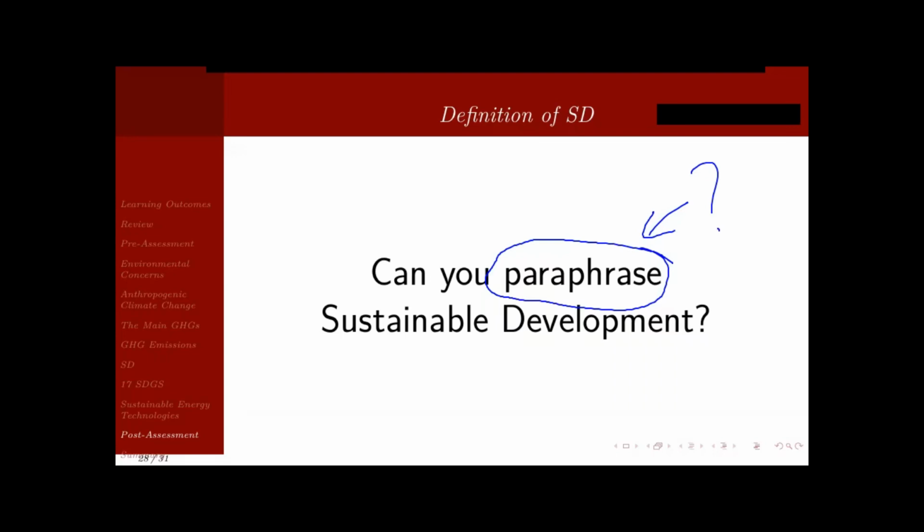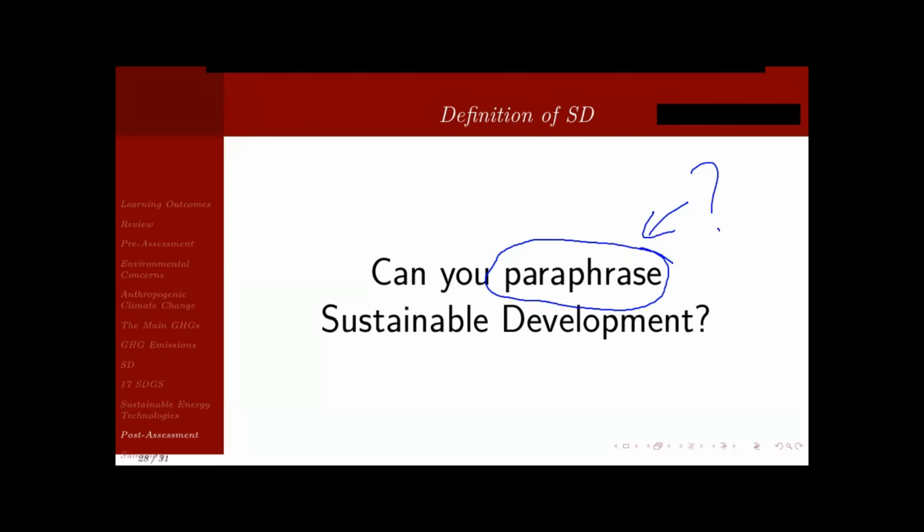ID 46. Can you paraphrase sustainable development? You can do it in Bengali if you want. Sustainable development means that we should develop something that actually meets the needs of our society, but also does not compromise the future generation's ability. Thank you. Thank you very much for your paraphrasing.